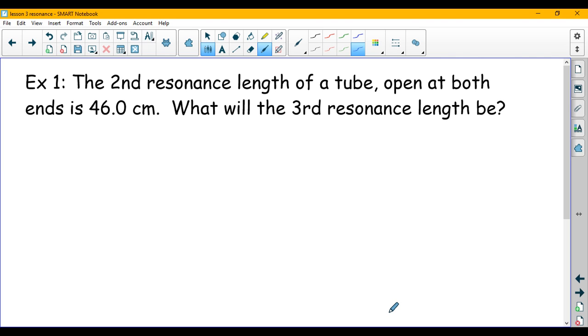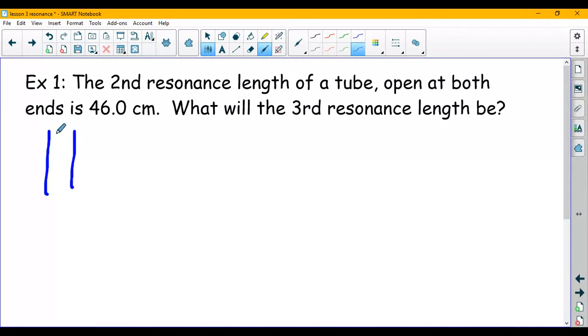In this example, we're going to use our newfound knowledge of resonance in tubes to figure out the length of another tube. So when I read this, it tells me the second resonance length of a tube open at both ends. So that's what I'm going to first do, is just draw a tube open at both ends.